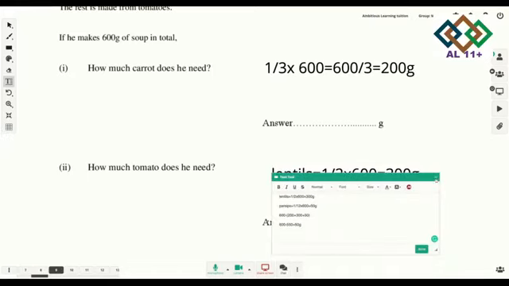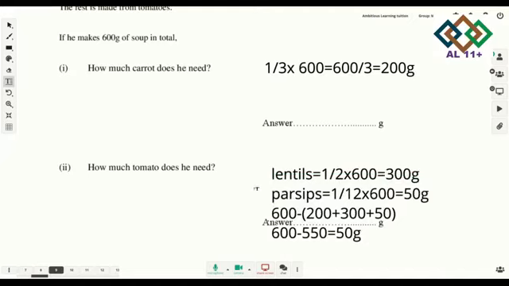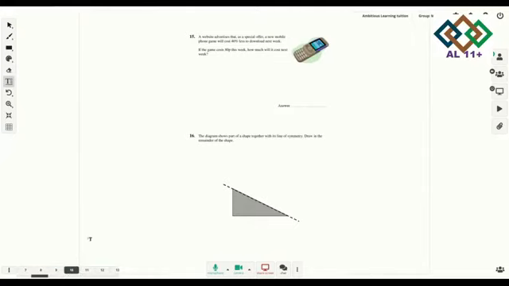So this is what we did. You need to find how much of each ingredient she used, and then whatever answer you get, you just need to minus it from 600. 600 minus 550, that's 50 g. So that's how much tomatoes she used. I hope you've understood this one. So let's move on to the next one.